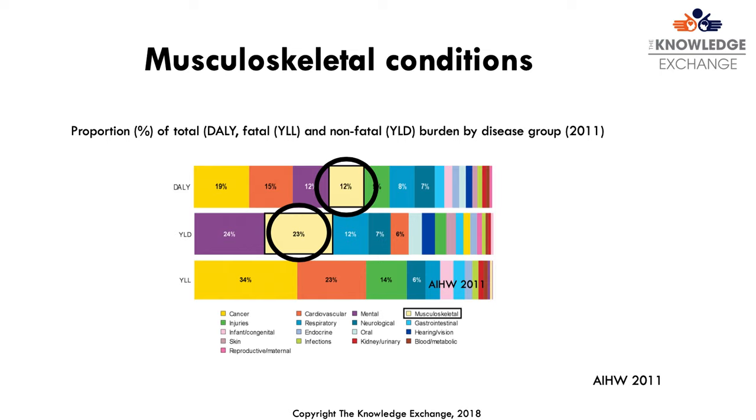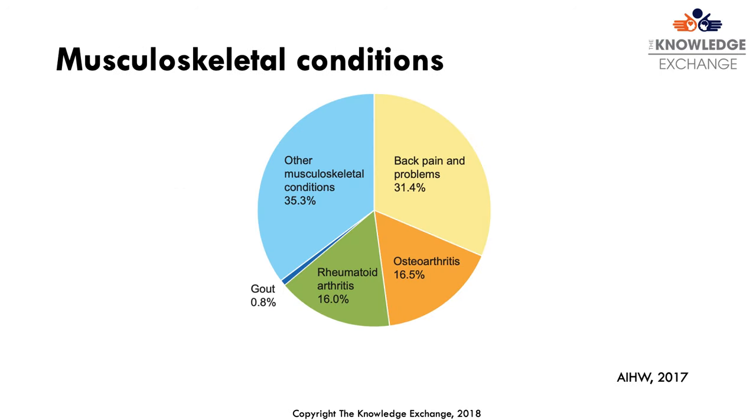Based on the data from the Australian Institute of Health and Welfare, musculoskeletal conditions were responsible for 12% of the total burden of disease and injury in Australia in 2011, and were ranked as the 4th leading contributor to total burden. In the same year, musculoskeletal conditions accounted for 23% of non-fatal burden. When we analyse these musculoskeletal conditions, we see back pain contributing to 31% of total burden of all musculoskeletal conditions, followed by osteoarthritis, which is approximately 17%, and rheumatoid arthritis, which is 16%.